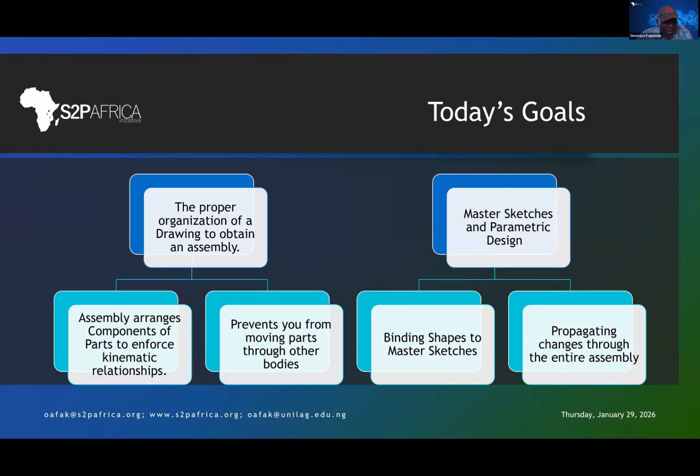Assembly arranges components of parts to enforce kinematic relationships. That's a mouthful. What do we mean by components? What do we mean by parts? And what is the enforcement of kinematic relationships? What are kinematic relationships? Look at kinematics as geometry.